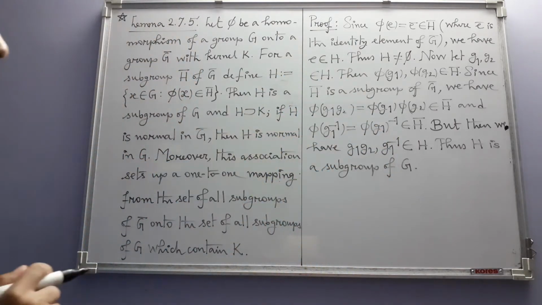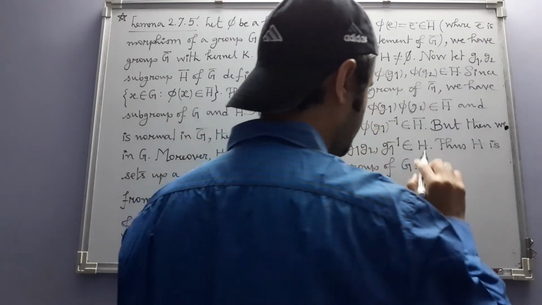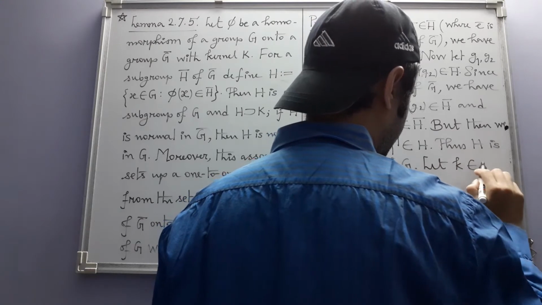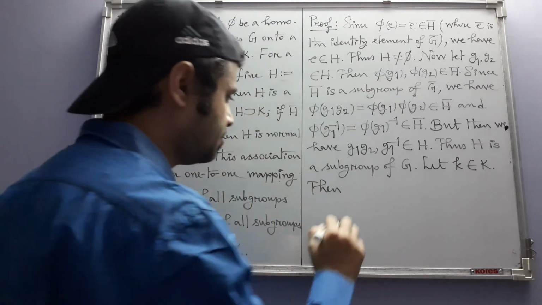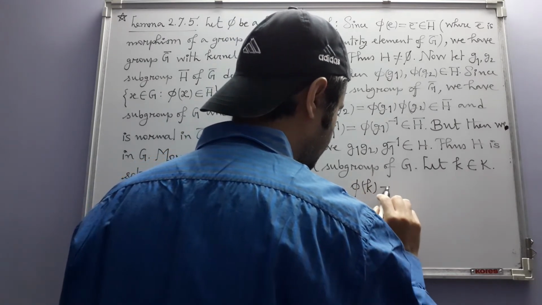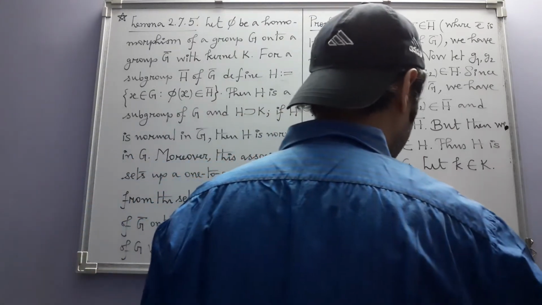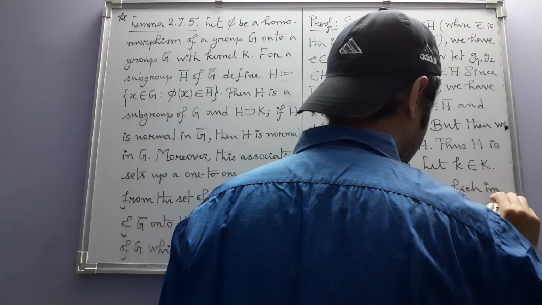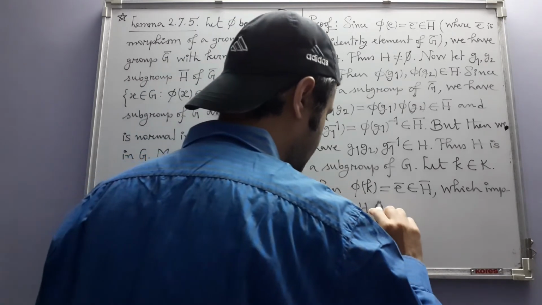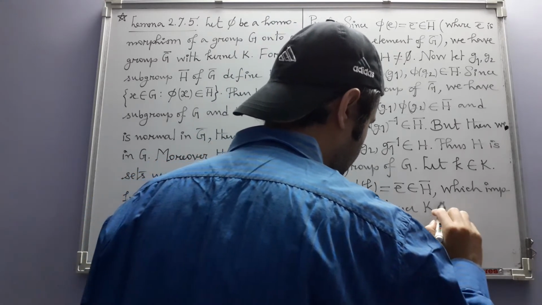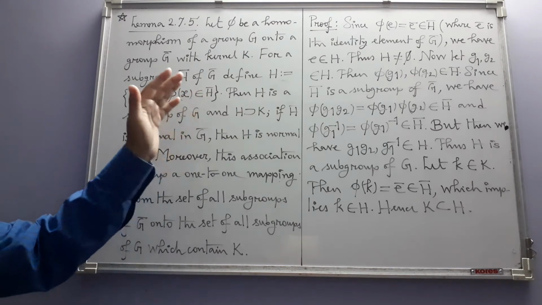Next, we have to show that H contains K, that is, H contains the kernel of phi. Let K be any element in K. Then, since K belongs to the kernel of the homomorphism phi, phi will map K onto the identity element of G bar, which definitely will belong to H bar, which implies that K will belong to H. Hence, the kernel is contained in H. So we have shown that the H we defined is actually a subgroup of G that contains the kernel K.